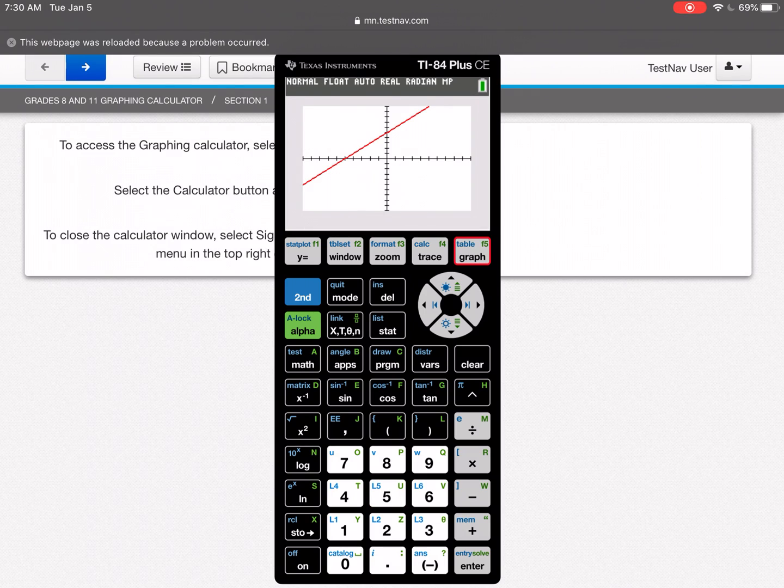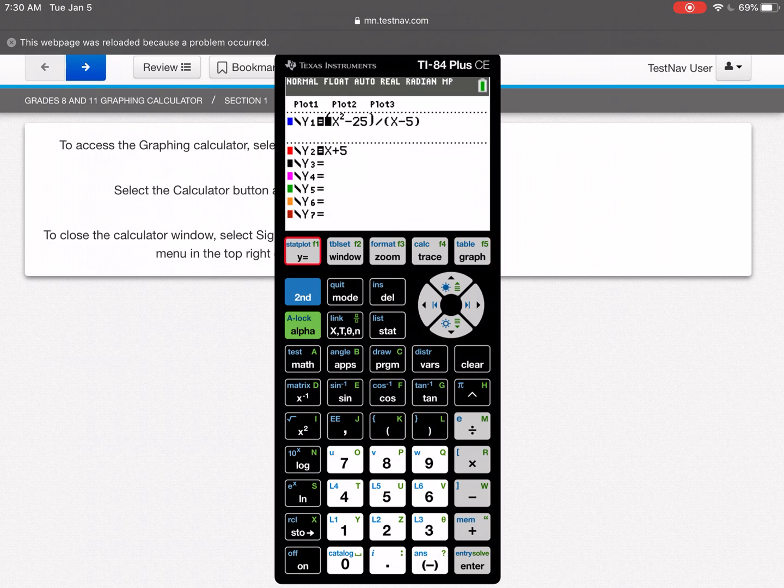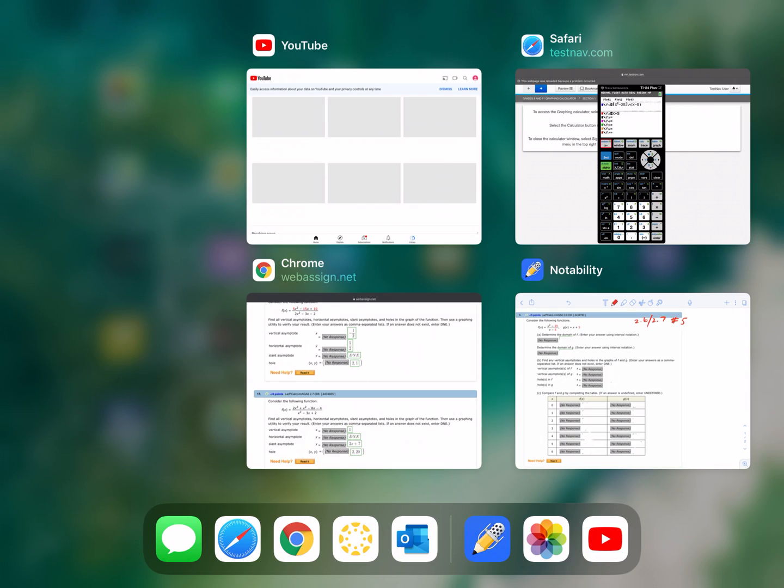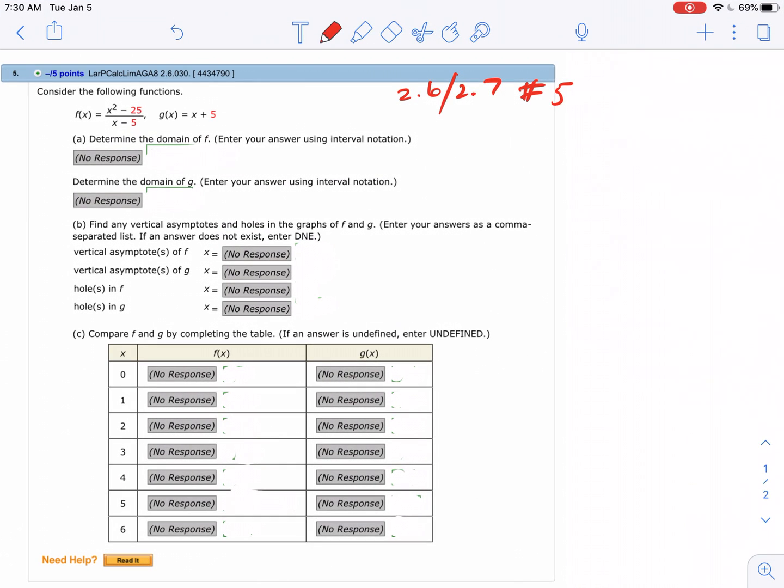They look the same. If you notice when they graphed, the blue one went first and then the red one. So why are they looking the same? All right, so let's go ahead and determine the domain of f.